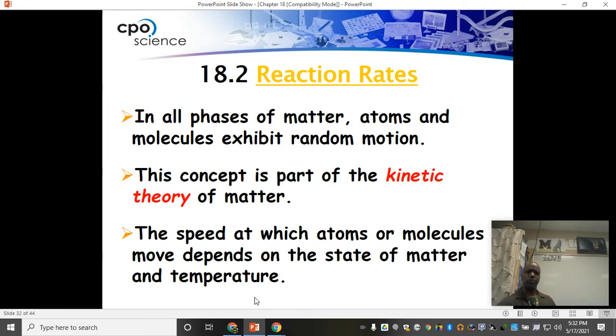What about reaction rates? What about speeding something up or slowing it down? Like we're talking about with kinetics, we're talking about movement. In all phases of matter, atoms and molecules exhibit random motion. This concept is part of the kinetic theory of matter. The speed at which atoms or molecules move depends on their state, as we've talked about before. If they're moving faster, more energy, you know how it works. Slower, less energy.